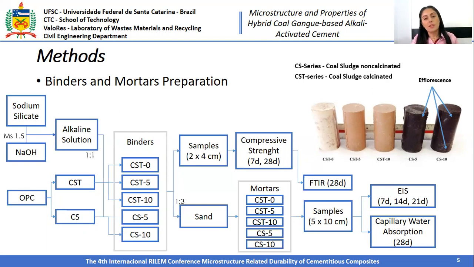Alkali activated mortars were prepared for the electrochemical impedance spectroscopy and capillary water absorption tests. Electrochemical impedance spectroscopy was performed at 7 days, 14 days, and 21 days. The spectra were analyzed by AAM software. Capillary water absorption was performed at 28 days. The samples were dried in an oven at 50 degrees Celsius for 72 hours before the test.